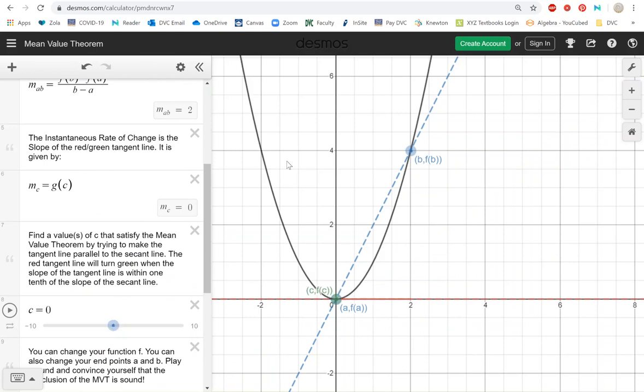is if we have a function that's nice and smooth and continuous on the domain A to B, including those endpoints, then there's going to be at least one value, there she is, x equals c, such that the slope of the tangent line, green there, is equal to the slope of the secant line, that blue secant line right there. And that's it.